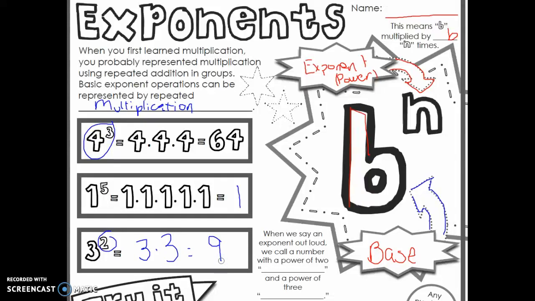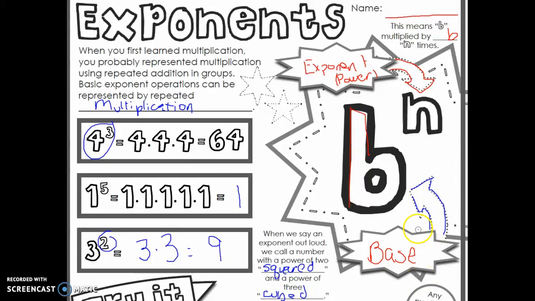Excellent. When we say an exponent out loud, for a number with a power of 2, we say squared. I'm sure you remember that when we talk about area, we say squared units because it's to the 2nd power. You'll hear us say that a lot. When it's to the 2nd power, we say squared all the time. And if it's a power of 3, we say cubed. Think for a second, where have we used cubed before? To our 7th graders that we had last year, we know you are probably thinking volume, cubed units.